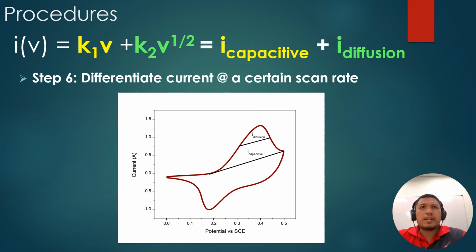Okay, then when you already get the contribution, you want to know which area on your CV graph belongs to the capacitive contribution and which area belongs to the diffusion contribution. Based on the theory, the inner side of the graph belongs to the capacitive, and the outer side of the graph belongs to the diffusion contribution. So based on this, you can roughly estimate how to plot your graph.